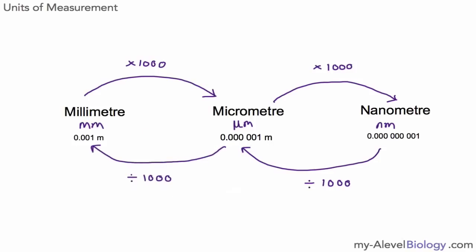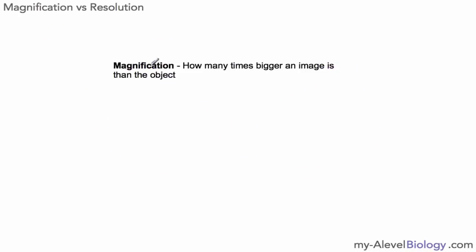So if I gave you an example, if I said to you an object is 2.5 millimeters, what is that in micrometers? Simple case, multiply by 1,000 and you get 2,500 micrometers. Okay, and you can use this idea here to convert between the units, which, as I say, you may well need to do.